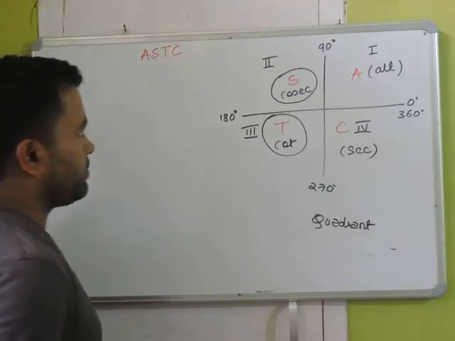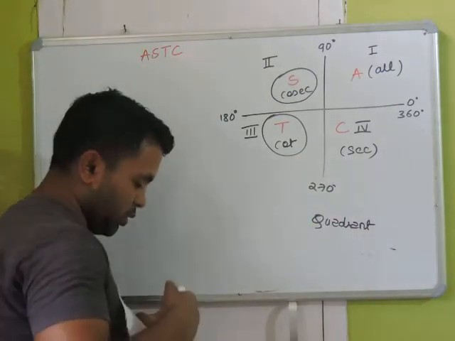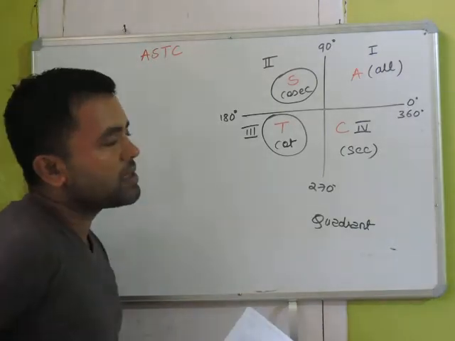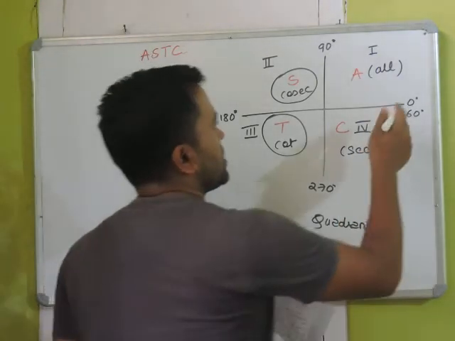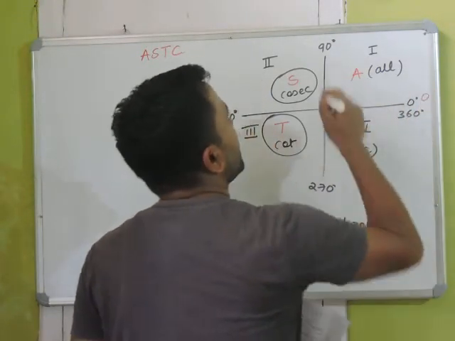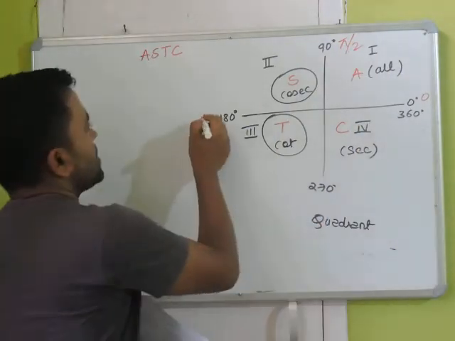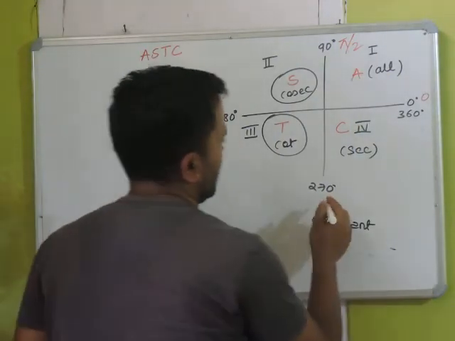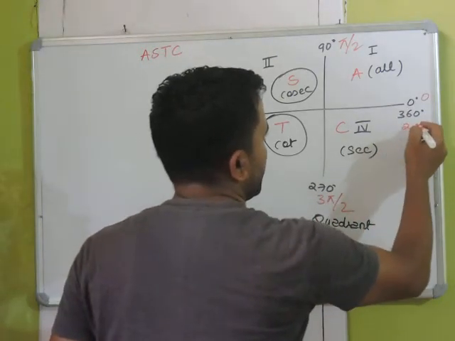Now also it turns out that, as I told you, we can write these angles in terms of pi radian. So this is 0 only, so I will write 0 radian. This is pi by 2 radian, this is pi radian, this is 3 pi by 2 radian, and this is 2 pi.